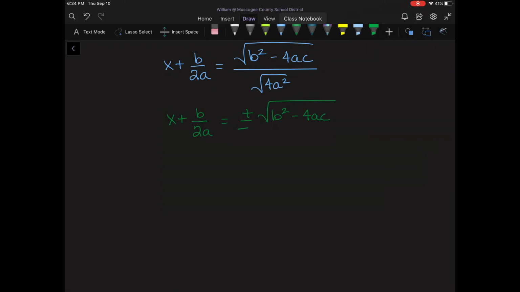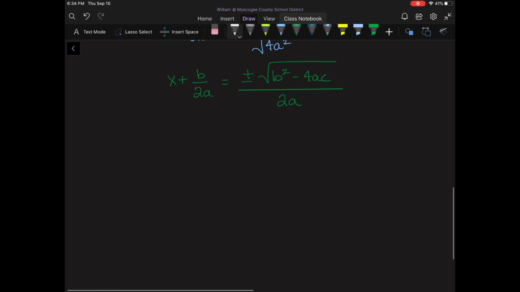And we'll go ahead and draw our line here. And then in the denominator, 4a squared, that is a perfect square monomial because I can take the square root of 4 and the square root of a squared. And that leaves me with 2a. So now we're almost done. The very last step here would be to subtract b over 2a. So if I subtract it from the left, I need to go ahead and subtract it from the right as well.